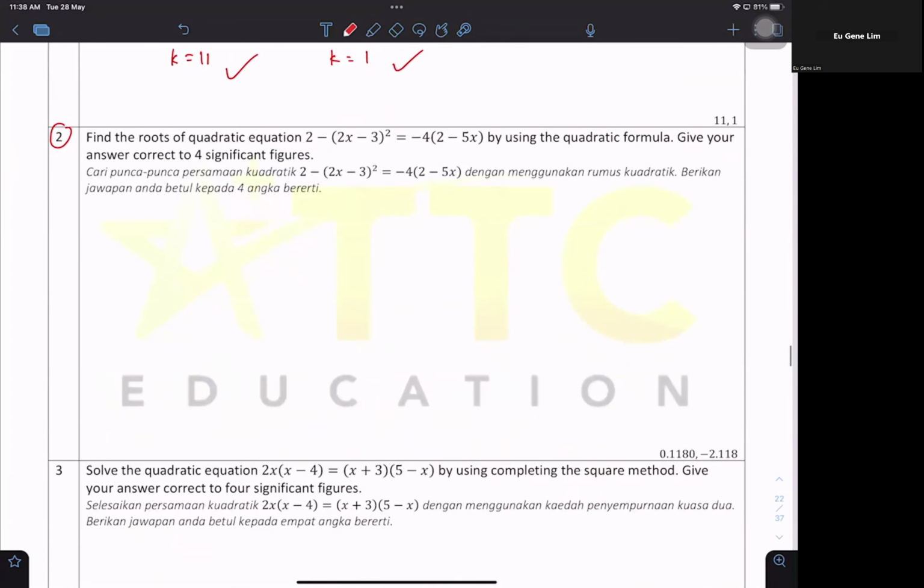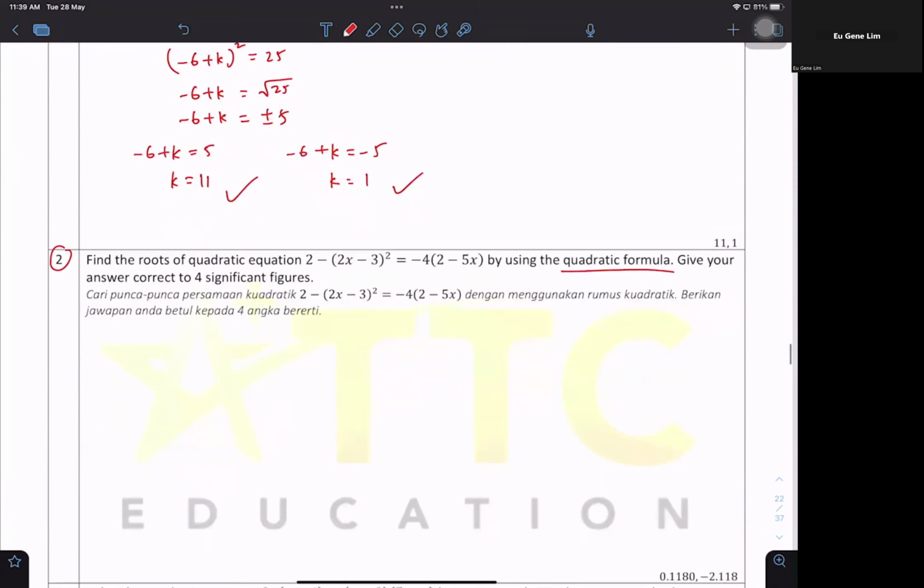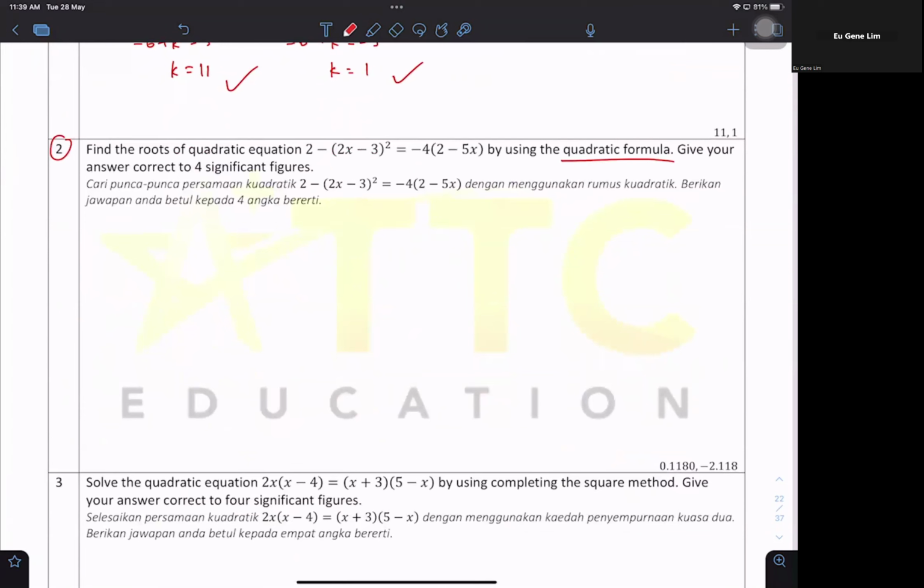Okay, now number 2, I don't want to do. Quadratic formula, you should know how to do. This one is too basic already. For this number 2, you can go back home and try. First make it general form, and then you do the quadratic formula.